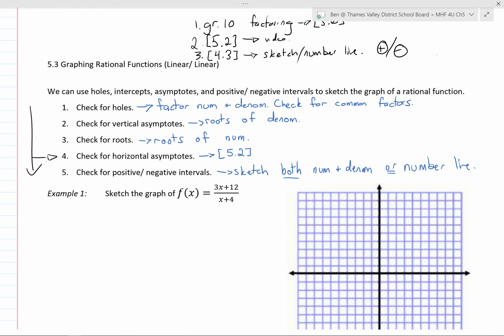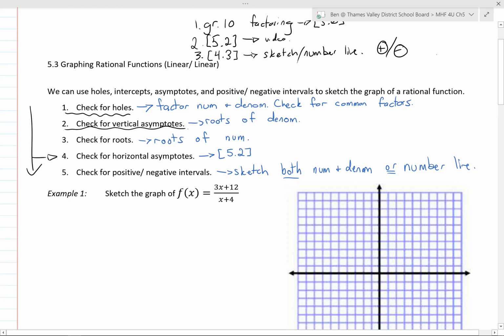So we'll begin. If we're going to graph a rational function, the first thing we do is we check for holes. It's a trap if we don't do that. If we accidentally check for vertical asymptotes first, we might find a vertical asymptote where there actually isn't one. So we always need to check for holes first. We do that by factoring the numerator, factoring the denominator, and checking to see if there are any common factors.